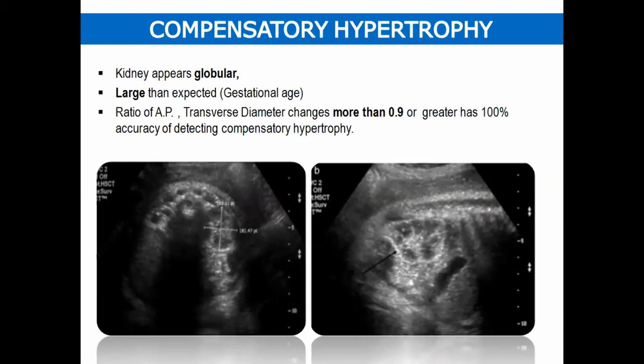Sometimes one kidney is missing, and the other kidney has to compensate for the missing kidney. It becomes enlarged, globular in appearance, and larger than expected. A change in the ratio of AP to transverse diameter of 0.9 or greater has 100% accuracy in detecting compensatory hypertrophy.